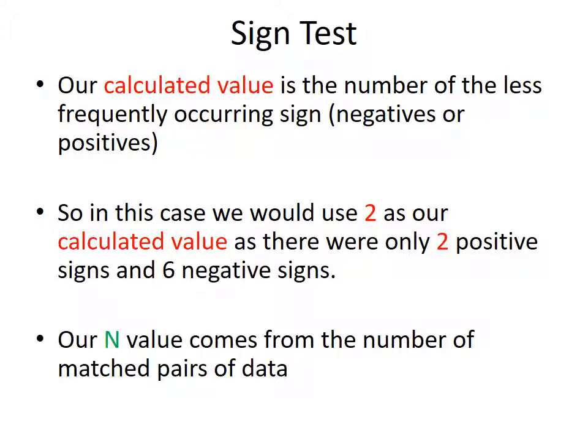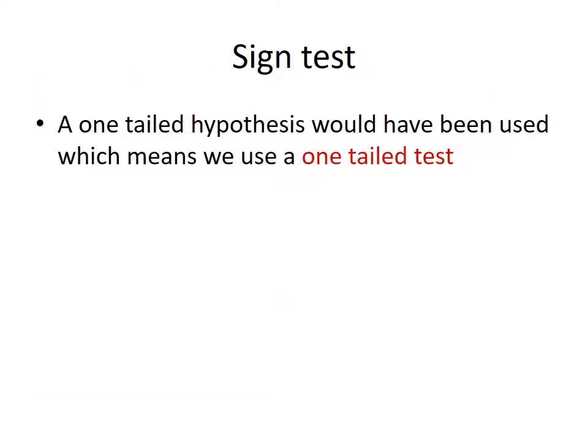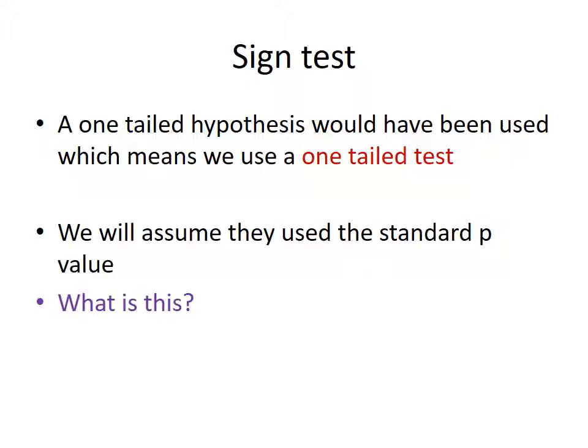And our n value comes from the number of matched pairs of data. Yeah, this is our participants, the ones we have before and after condition for. And this is n equals 8. Okay, so we've got our calculated value, that's 2. We've got our n value, that's 8. So our one-tailed hypothesis is being used, making this a one-tailed test. Okay, and we're assuming the standard p-value, which if you remember is p equal to or less than 0.05.